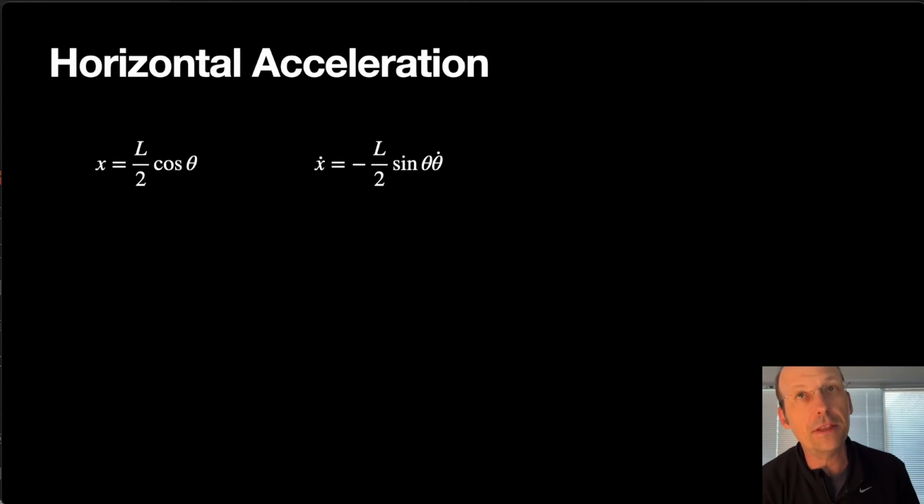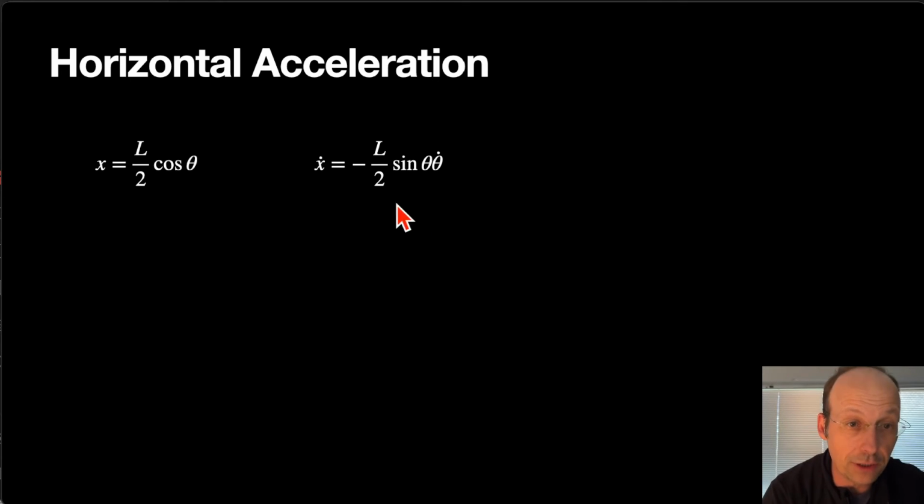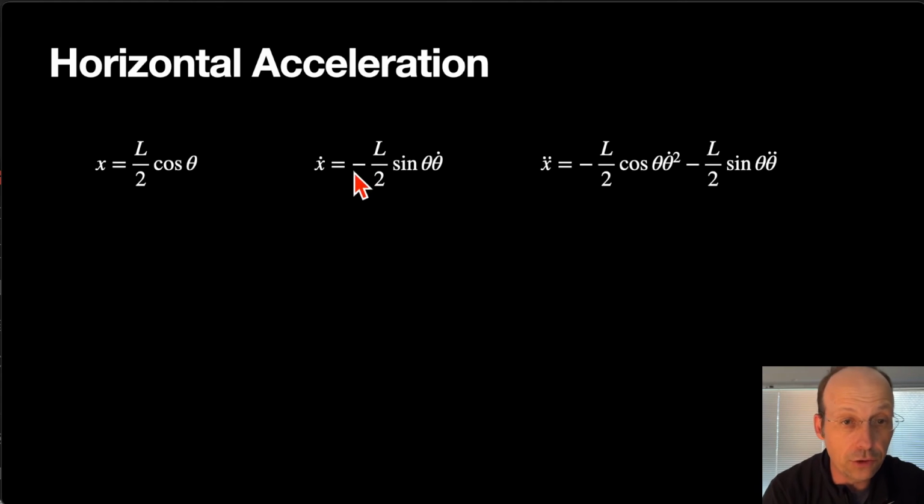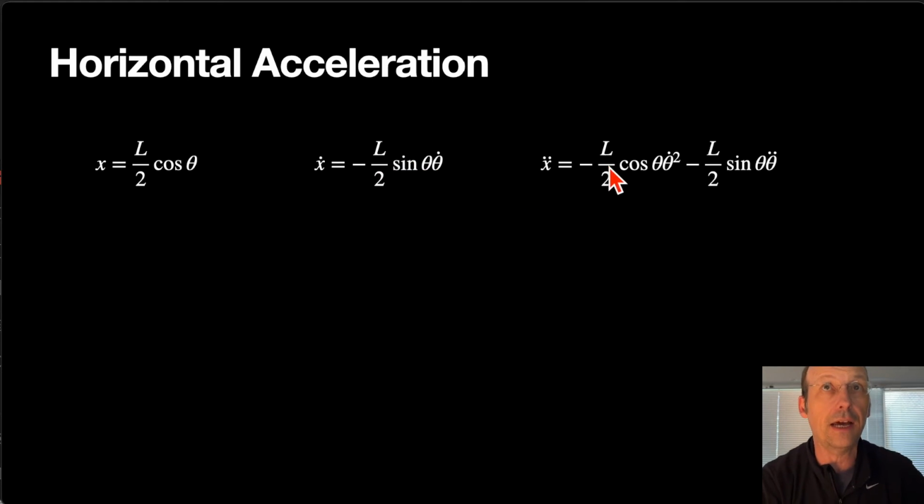X double dot would be the second derivative of x with respect to time. So I just need to take the derivative of this with respect to time. And you'll notice I actually have a product here. I have a theta dot and I have a sine theta. So I take the derivative of sine theta, I get cosine theta, but then I have to take the derivative of the thing inside. Don't forget that. That was the mistake I always made. So I get another theta dot.